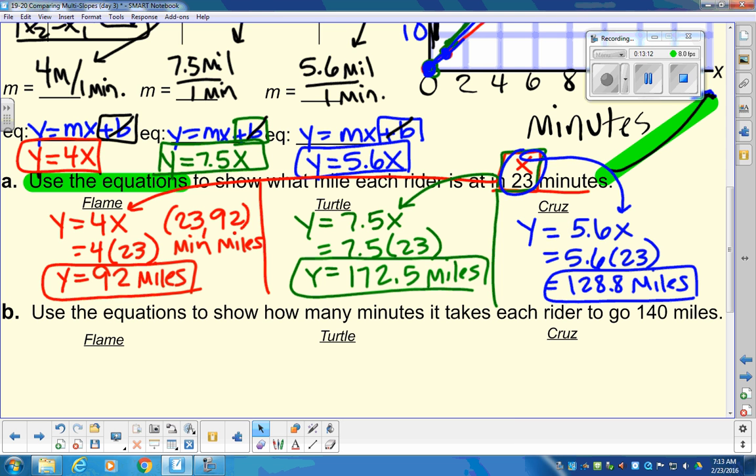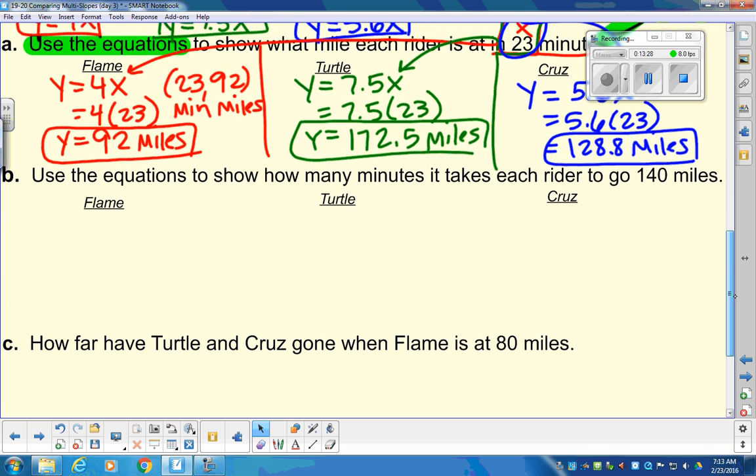Okay, so you can see even here who is traveling the fastest clearly is turtle. Turtle is still beating everybody. Cruise is in second place and flame is in third place. We saw that up in the graph. We can see that in the equation based on the amount of miles they've traveled in 23 minutes.